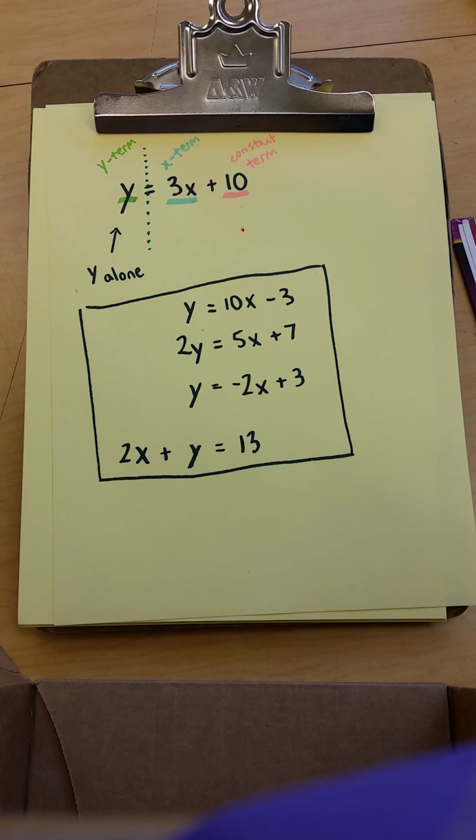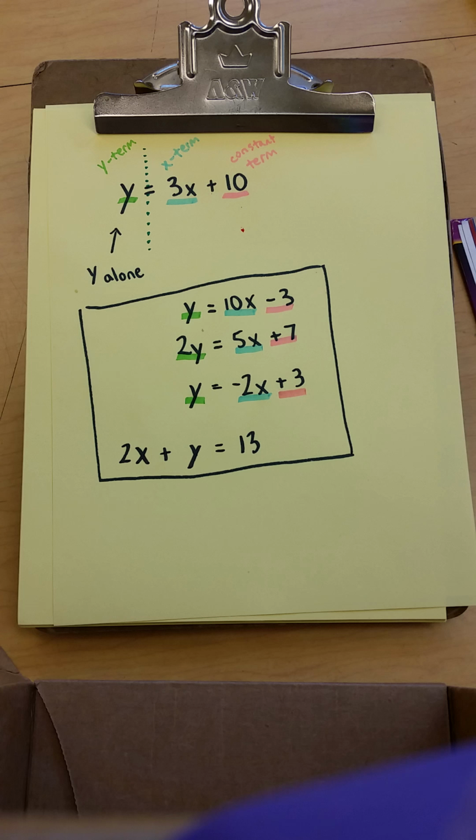The first one is because it has a y term all alone on one side of the equal sign and an x term and a constant term on the other side. Why is the second equation not in this special form? It has all the terms in the right place. The y term's on the left, and the x term and the constant terms are on the right. The problem is the y is not alone.